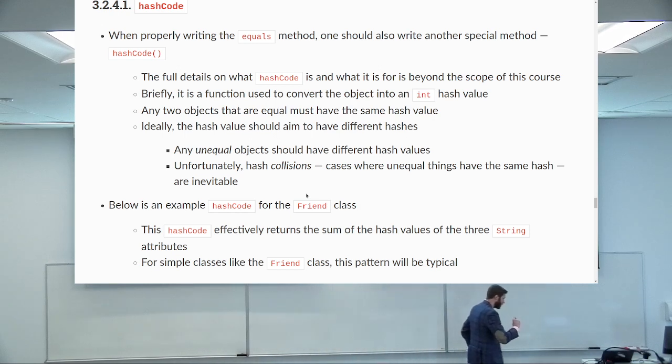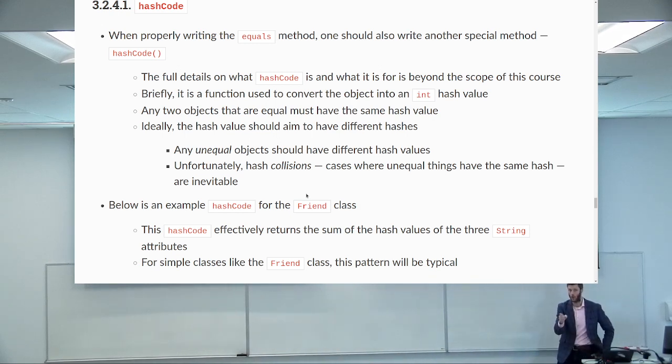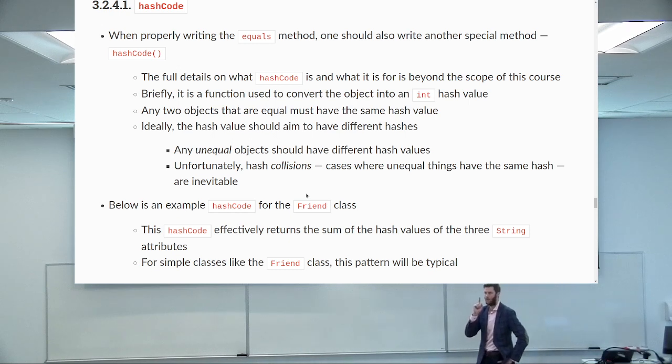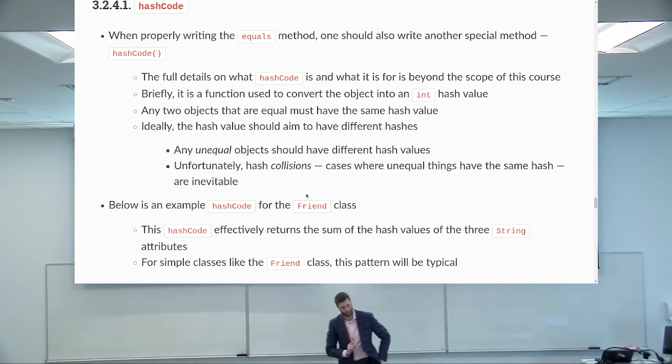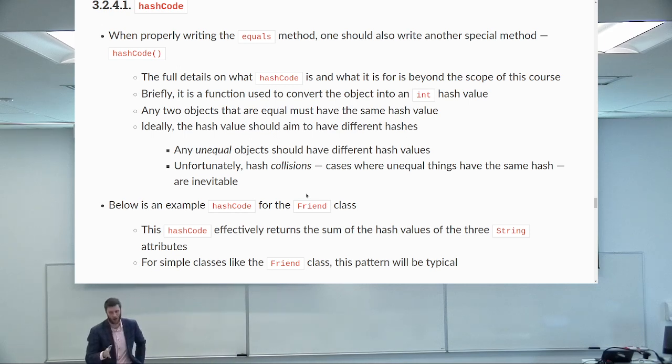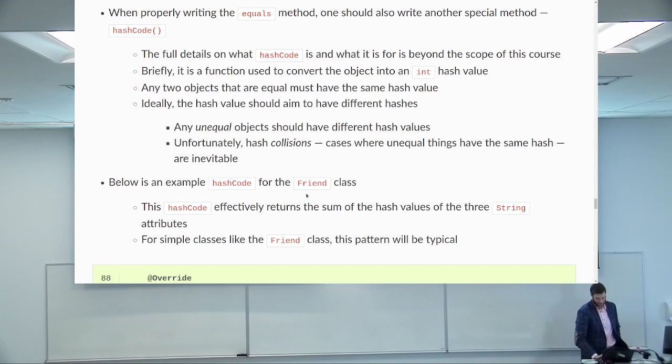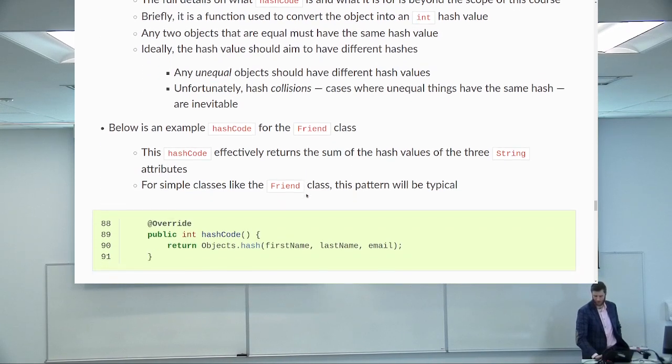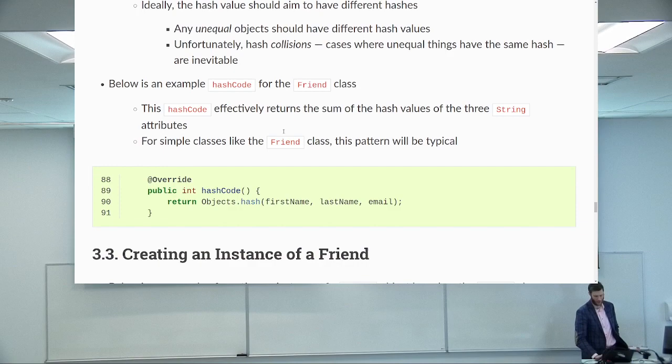But there's a catch. If two objects are equal, their hash codes must be equal. If two objects are not equal, we really want their hash codes to be not equal. But that's technically not always possible, so the point is, equal objects must have the same hash codes. Unequal should have different hashes, but not always possible.